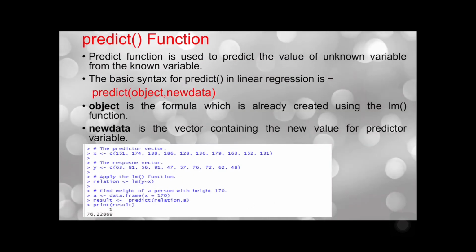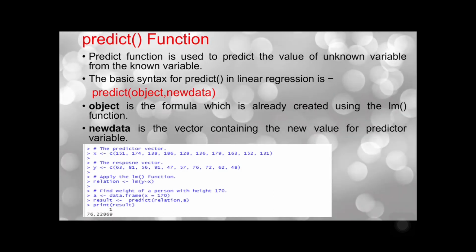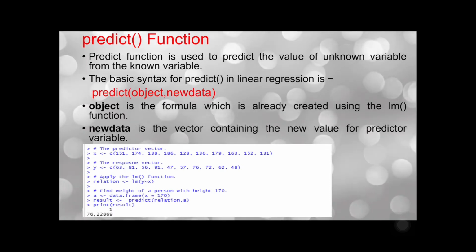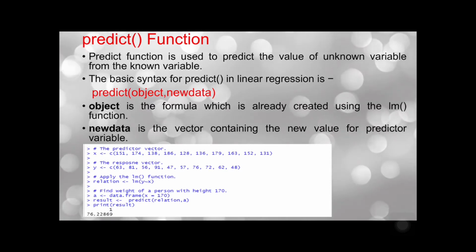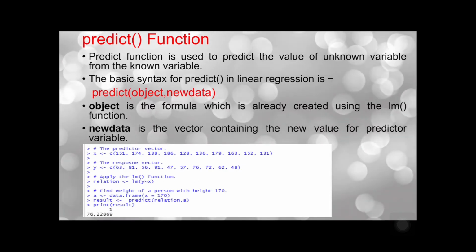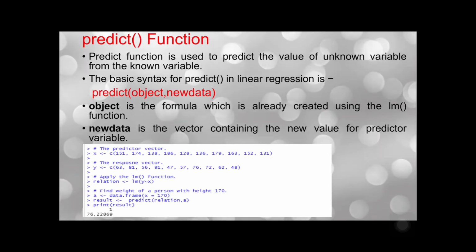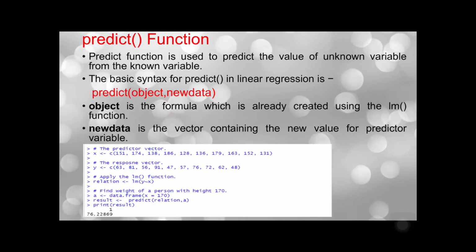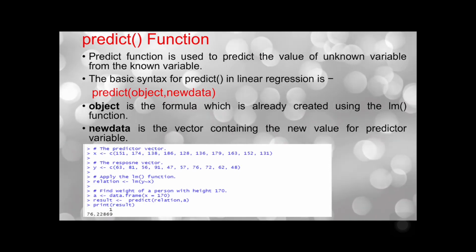Next we are going to learn how to use the predict function. As the name indicates, the predict function is used to predict the value of an unknown variable from the known variable. The basic syntax for predict in linear regression is predict(object, newdata), where the object is nothing but the formula which is already created using the lm function, and the newdata is nothing but the new value of the predictor variable.